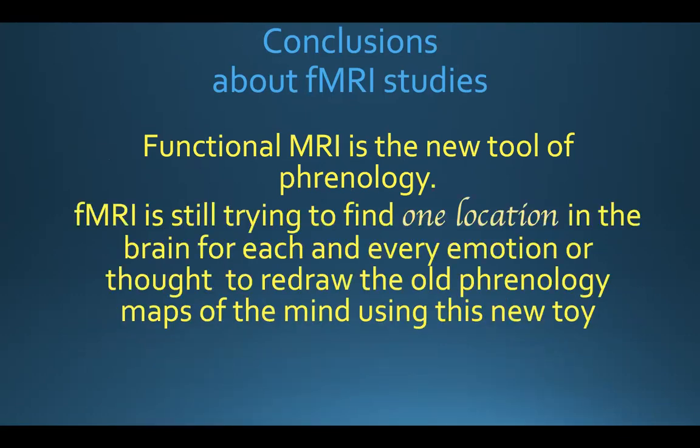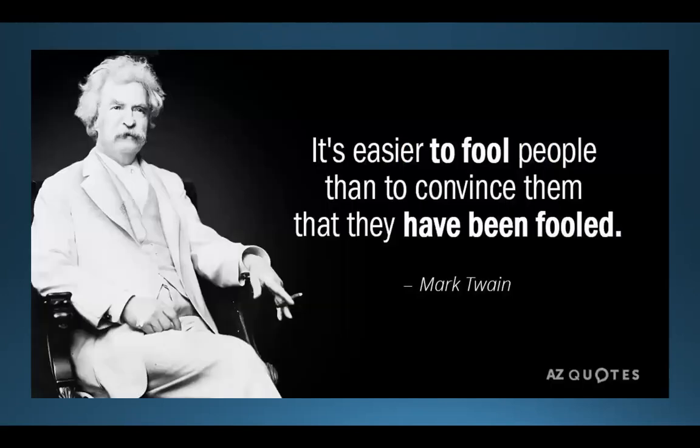And functional MRI users are still trying to find one location in the brain for each and every emotion, each and every thought process, trying to again redraw the same old phrenology maps of the mind, but now using a different toy. Instead of the caliber measuring the skull, which turned out to be nonsense, now we have the functional MRI, but we're going to prove to you the same thing again. History always repeats itself. So he was right, Mark Twain, when he said long time ago that it's easier to fool people than to convince them that they have been fooled.